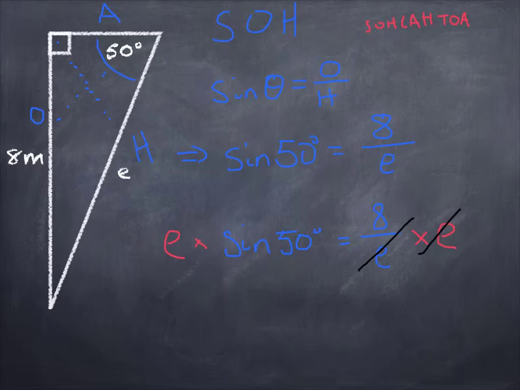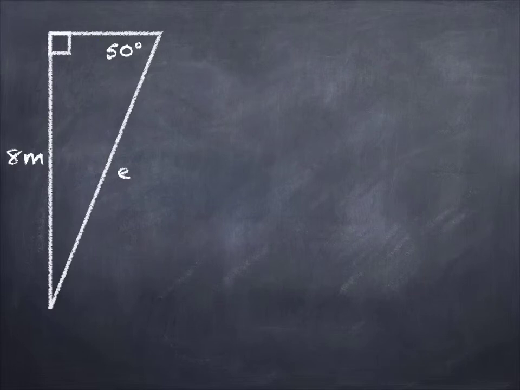Nothing over this side to cancel out, so we've got e times sine of 50 equals 8. That's the steps we took last time, but this time that leaves us with our e still with stuff next to it, so we can't have that. So we've got another step to do. Our next step with our e times sine of 50 equals 8 is to get rid of the sine of 50 that's on this side.